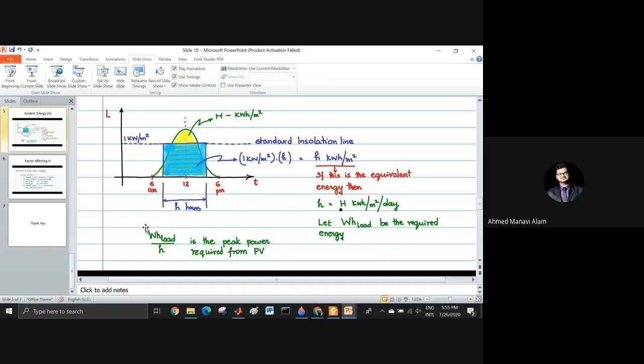So if you divide that WH load by H, that is the peak power required from PV. That is the peak power required from PV. Why are these things important, sir? What are we actually getting from here? These things are important in order to design your PV cell.